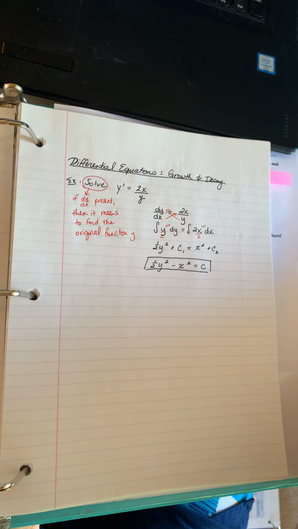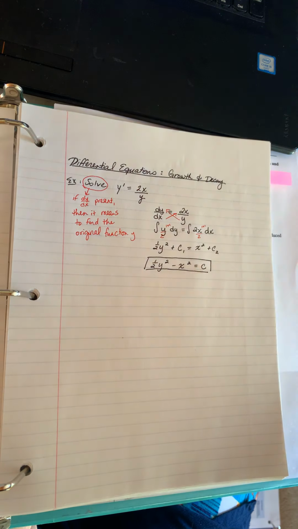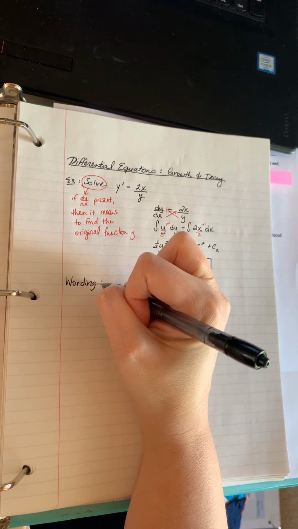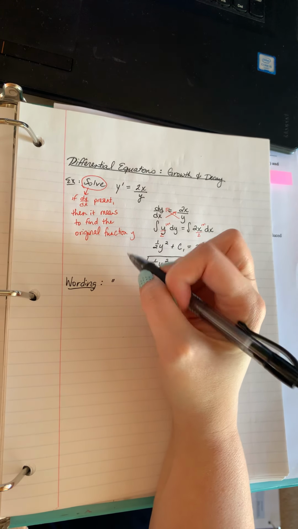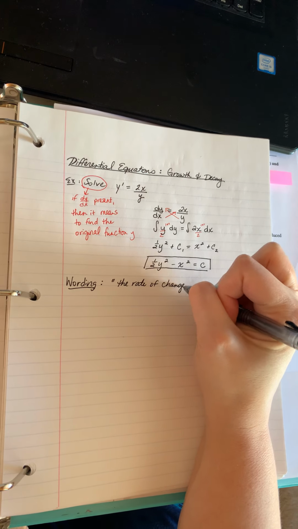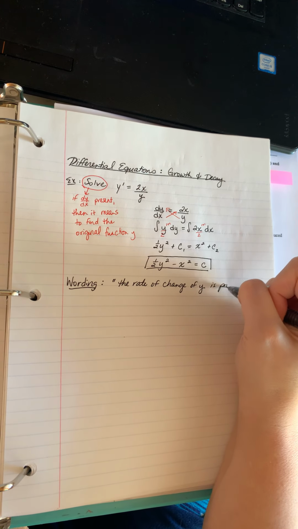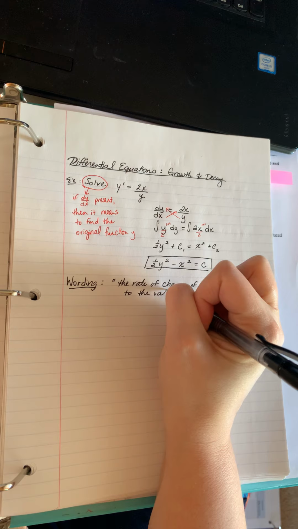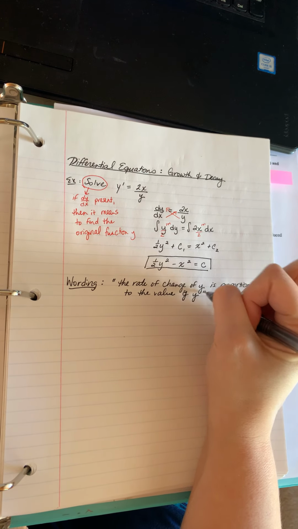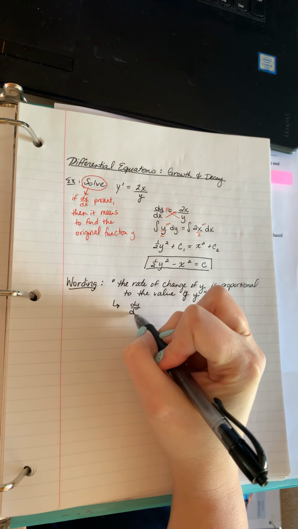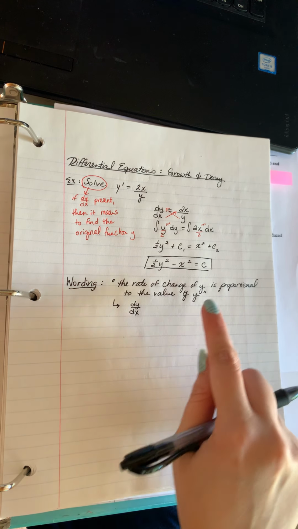So some wording that you might see when you're doing these: if they say that the rate of change of y is proportional to the value of y, that means what you're going to write is dy dx, because that's the rate of change of y. That's that part.